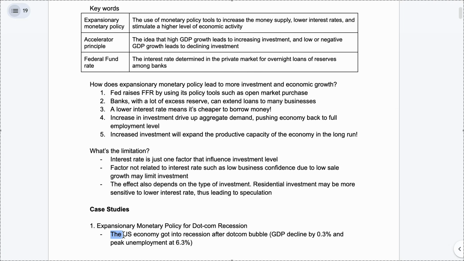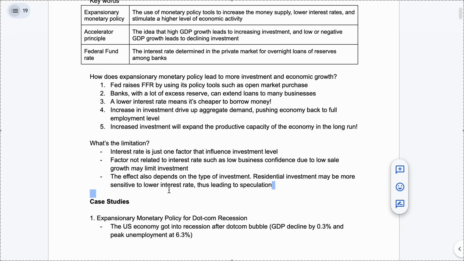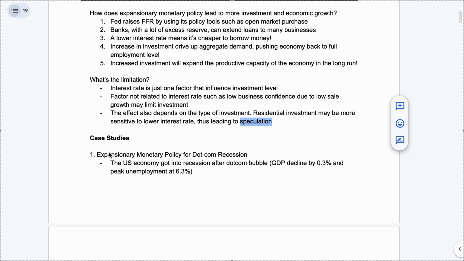But maybe building more houses could lead to economic growth, but not necessarily. First of all, it's not necessarily businesses, right? And also, speculation is obviously not what they want by taking an expansionary monetary approach.